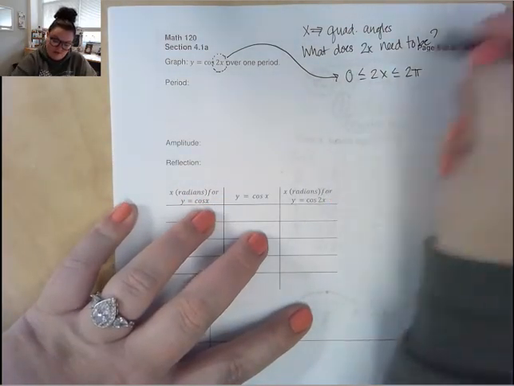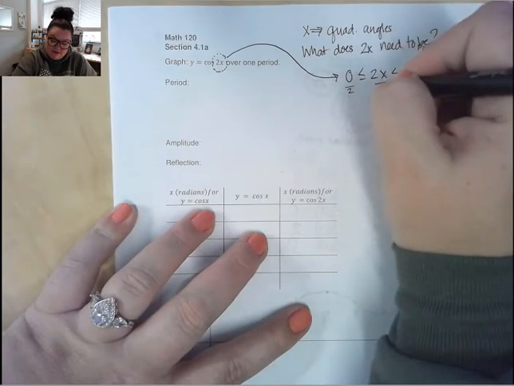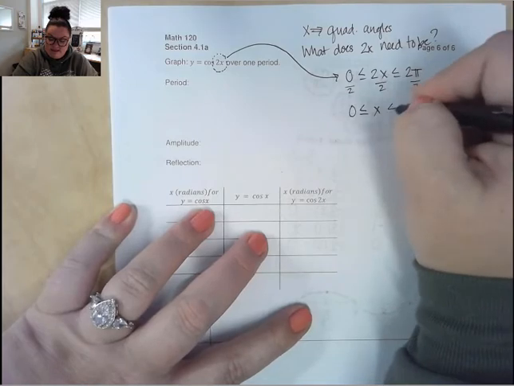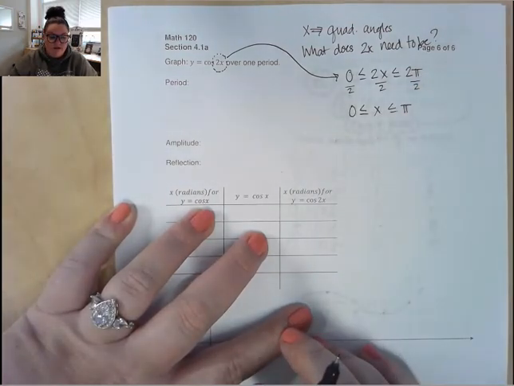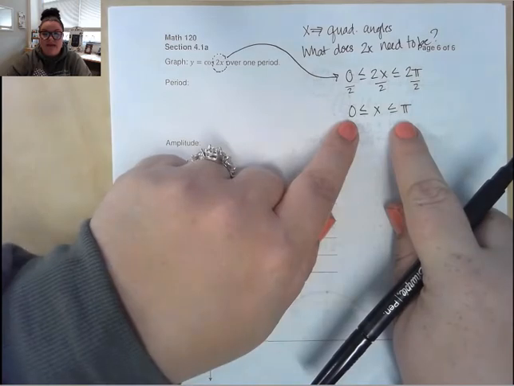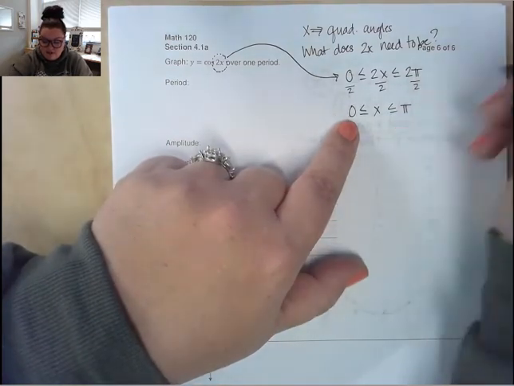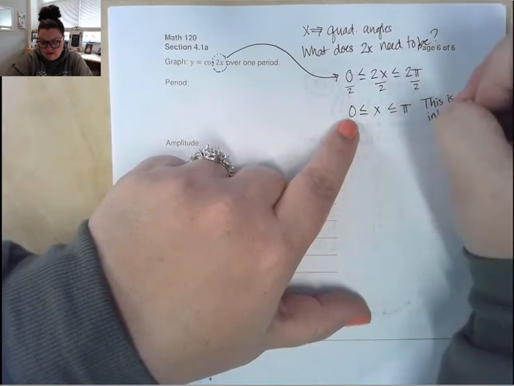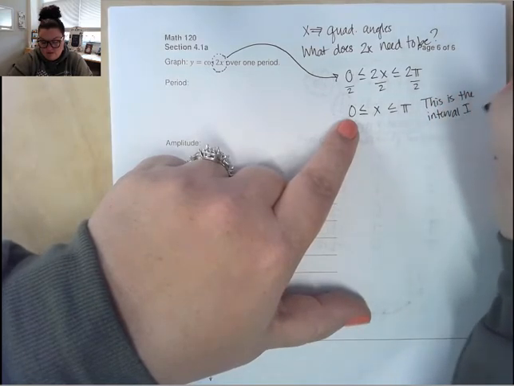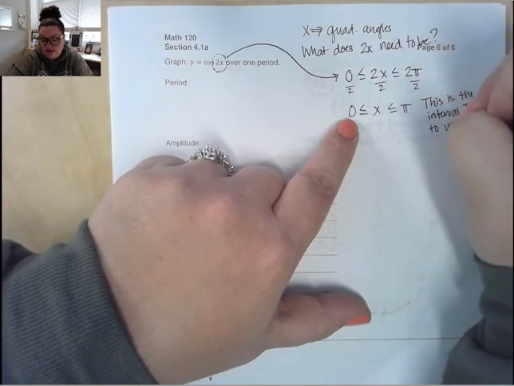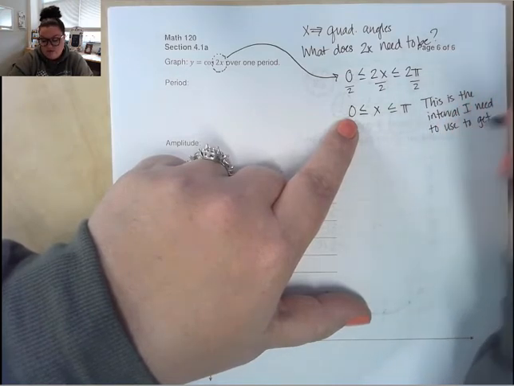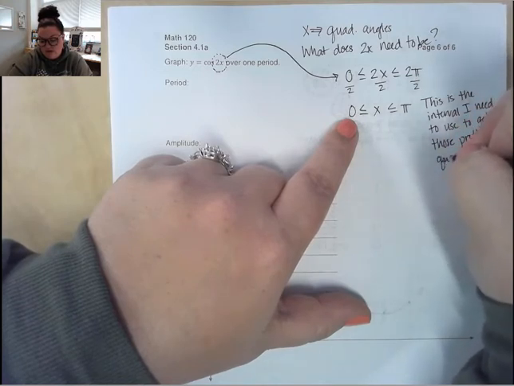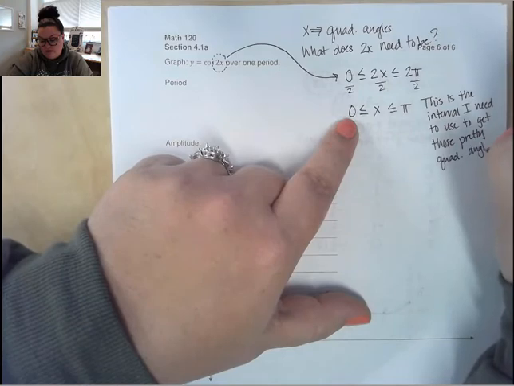To solve this, we just divide everything by 2 to get x by itself. So I get 0 is less than or equal to x is less than or equal to pi. Okay, so this is telling me the interval that I need to use to get those pretty quadrantal angle values.